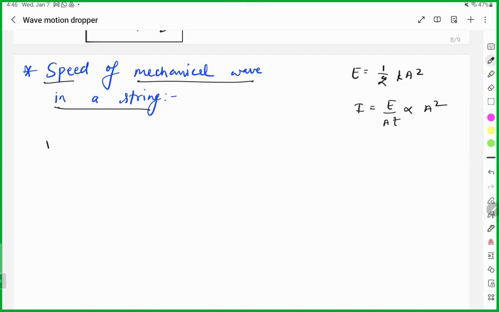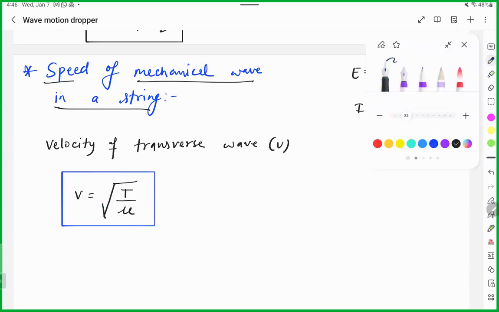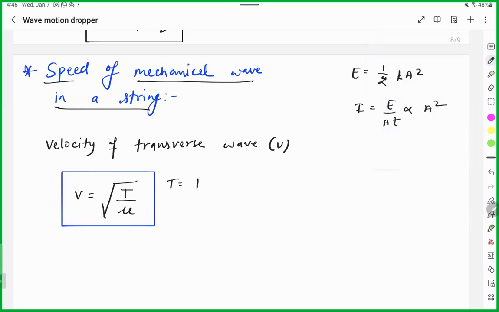In this case, if you calculate velocity, because the string will move up and down, this is the transverse wave. If you calculate the velocity of the transverse wave, in the simplest term, it is equal to tension divided by mass per unit length. And you must have done questions from this formula directly. Correct? What is the tension of this string?